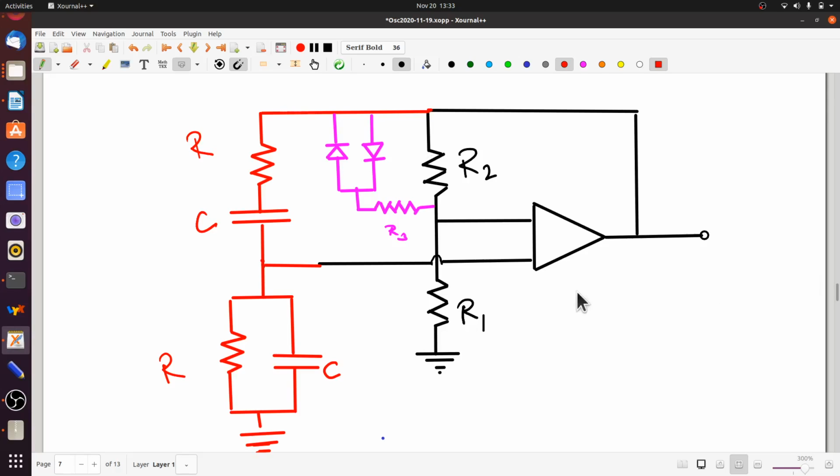So this roughly is how a Wien bridge oscillator can be designed. The frequency, of course, is set by the lead lag network. The frequency omega, as we just talked about before, is given by 1 by RC. This, of course, is the angular frequency. The frequency is given by 1 by 2 pi RC.